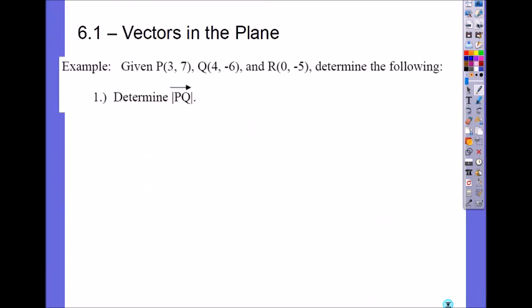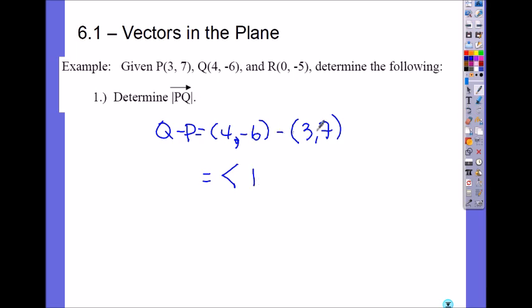Okay? So now, find the magnitude of vector PQ. Here, you can either do the distance formula or, again, it's easier to find the component form first. So it's Q minus P, so 4, -6 minus P, 3, 7. So you get the component form of 4 minus 3 is 1, and negative 6 minus 7 is negative 13. Are we done? No. You're looking for the magnitude. So now what would you do?